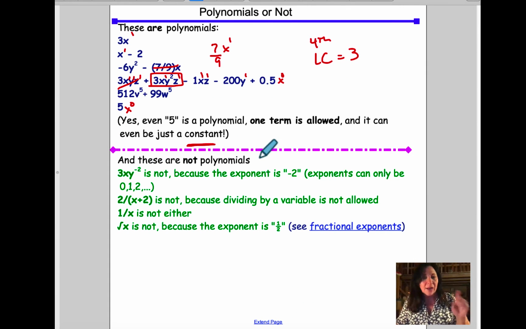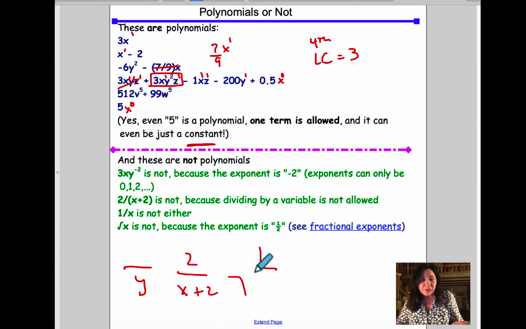These are not polynomials. See that y to the -2? I know it's small. Sorry about that. Y to the -2, not a polynomial. You can't have variables on the denominator. No. This is also not a polynomial, x plus 2. Not only does it have a variable on the denominator, right? These look like this, right? Not continuous. 1 over x, same thing. Square root of x is a no, because it looks like that. Not continuous, not a power, it's not a polynomial, all right?